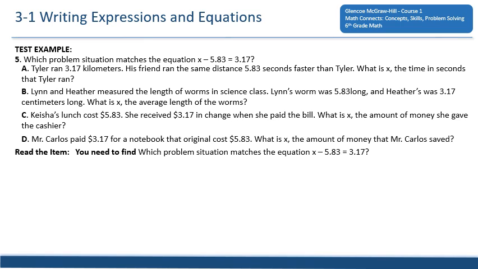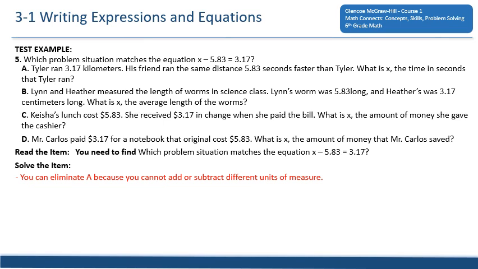x minus 5.83 equals 3.17. You notice that a couple of these were money. One was measurement, length, and the other one was distance as well, or time actually. So we can eliminate A because you cannot add or subtract different units of measure. The 3.17 kilometers was a measurement and the 5.83 seconds is time. So we can't compare those two things.